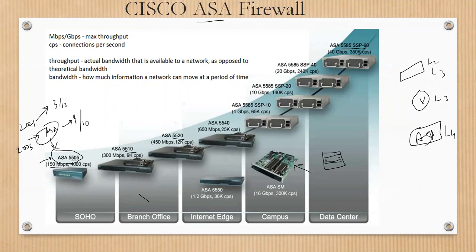The throughput is very important. See, Mbps, gigabit, max throughput is important in a firewall when purchasing it. Also connections per second, how many connections this firewall can handle. So on these two bases, you need to buy the firewall. Like ASA 5505, 150 Mbps will be the throughput. Throughput means how much traffic it can handle.